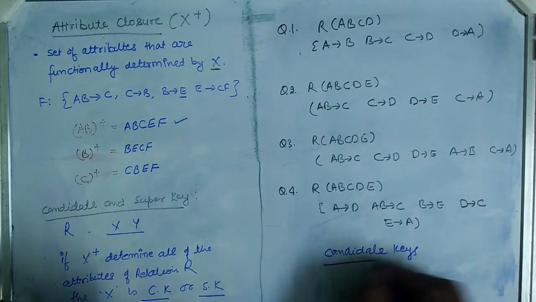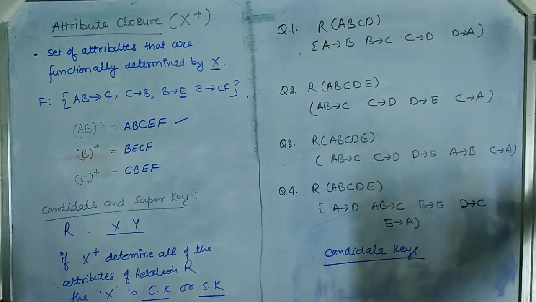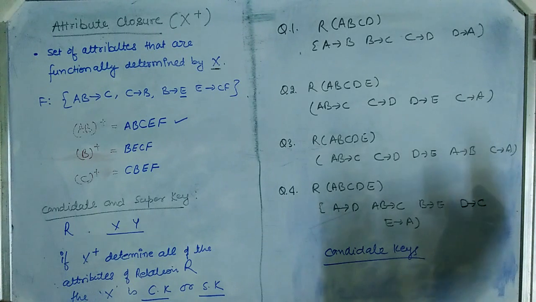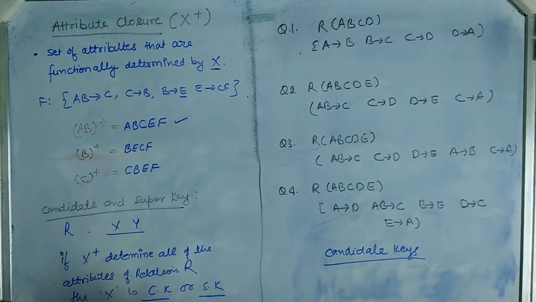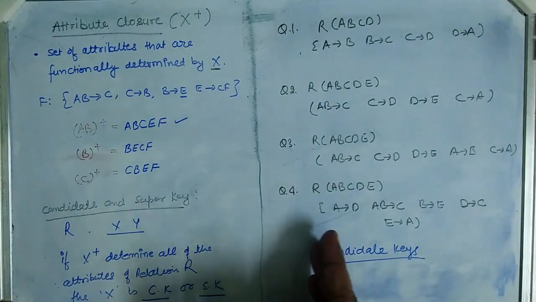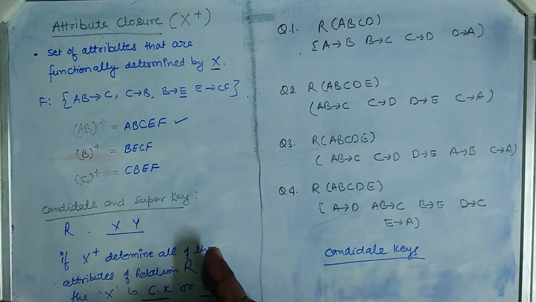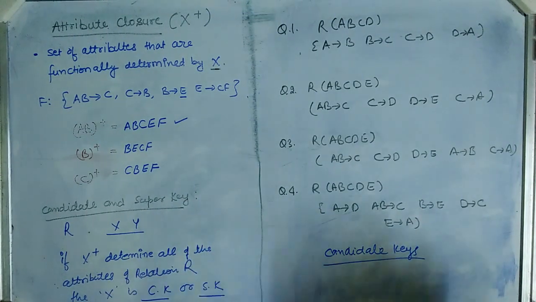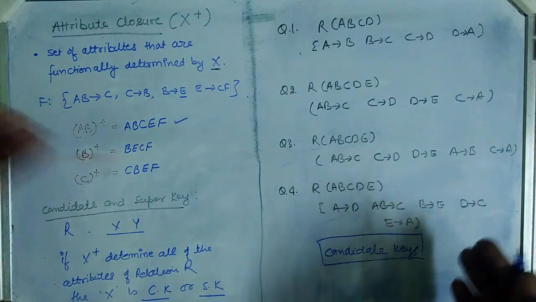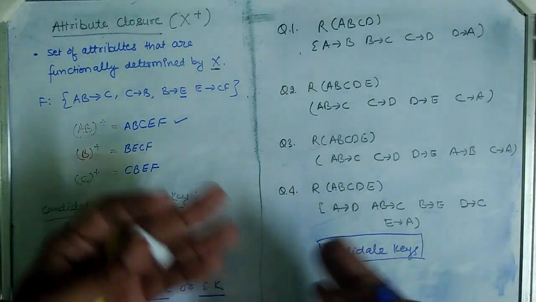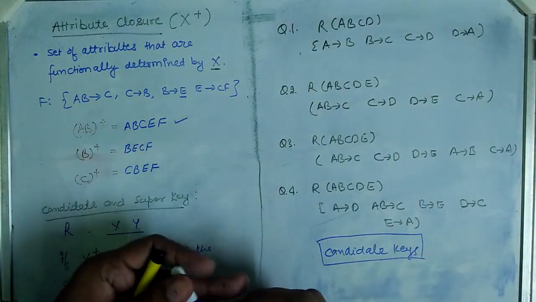Also check whether they are super keys or not, and also try to find the attribute closure, because in order to find the candidate keys, you need to find the attribute closure.